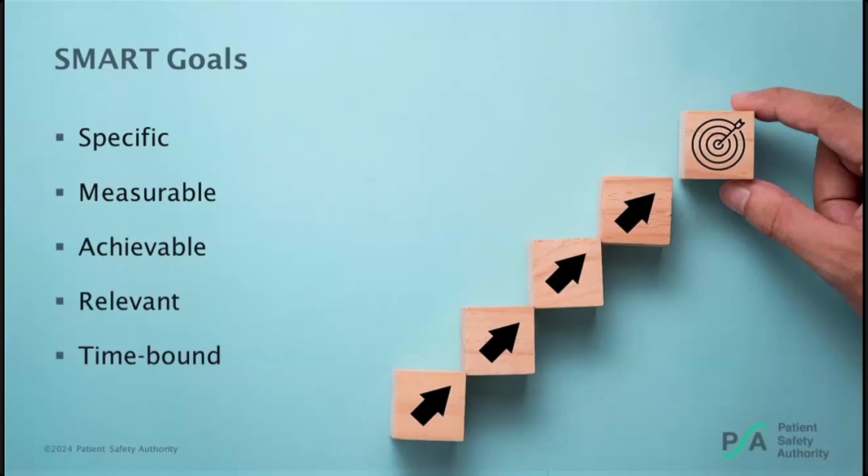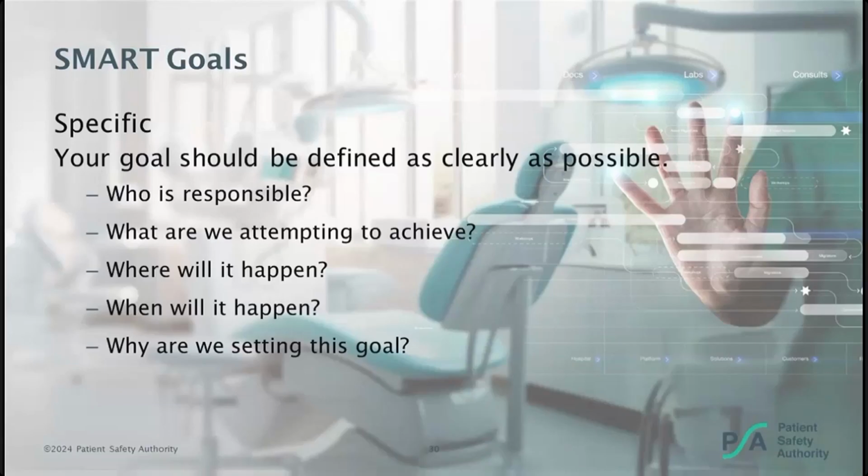So to do that, we sometimes look to something called SMART goals. SMART is an acronym for specific, measurable, achievable, relevant, and time-bound. It was first developed in 1981 by George. So let's go through the acronym of SMART.